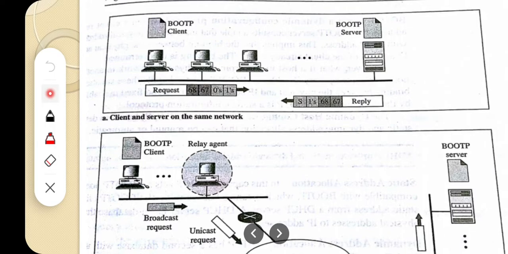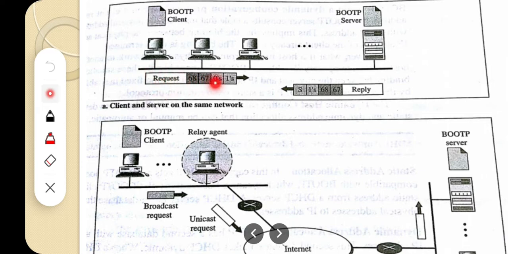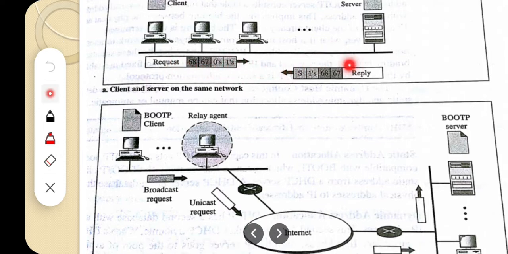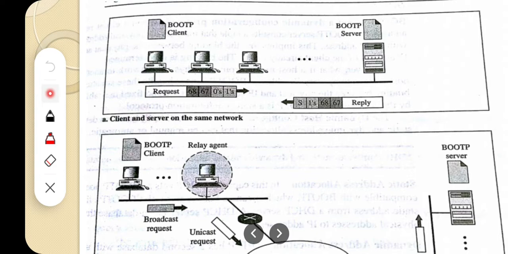Since this system does not know its IP address, it will create the source IP address as 0 and the destination IP address as 1. Such a request packet is sent to the Bootp server. When the Bootp server sees this request, it will reply with the IP address, and the Bootp client will get the IP address. This is the case when the client and server are on the same network.